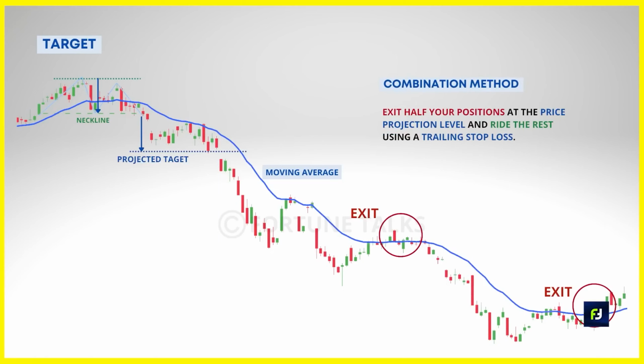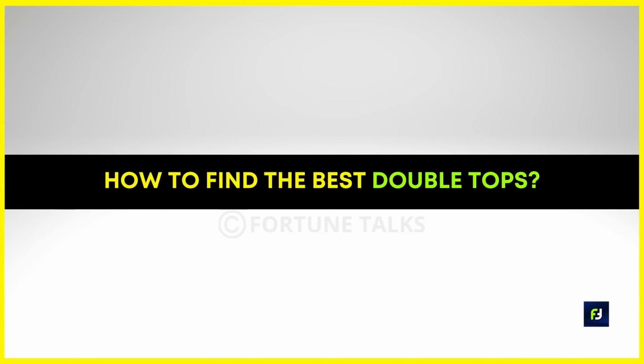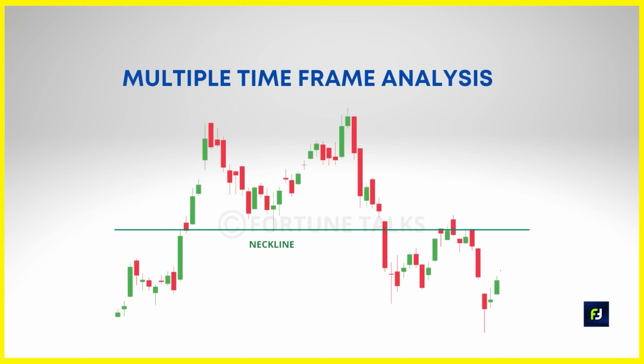Now the last method uses a combination of both these methods. The idea is to exit half your positions at the price projection level and then ride the rest of the move using a trailing stop loss. By doing this, you will be able to lock in some good profits and not fall prey to the market reversals. Now, there is one more important piece of information that I want to share, which is associated with finding and trading double tops with a high level of accuracy and win rate, which involves the use of multiple time frame analysis. The concept is rather simple.